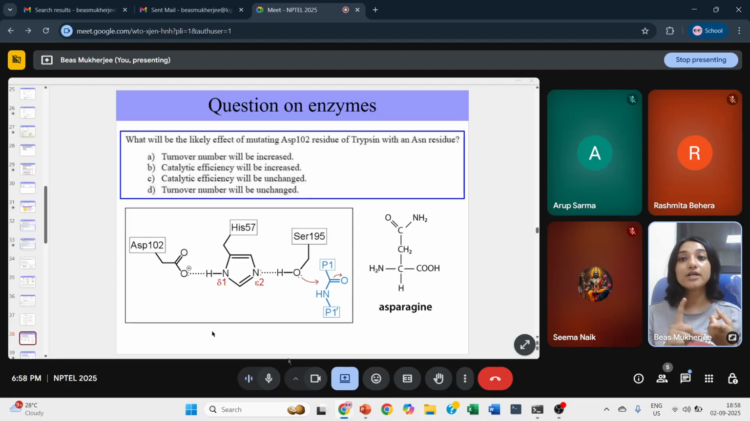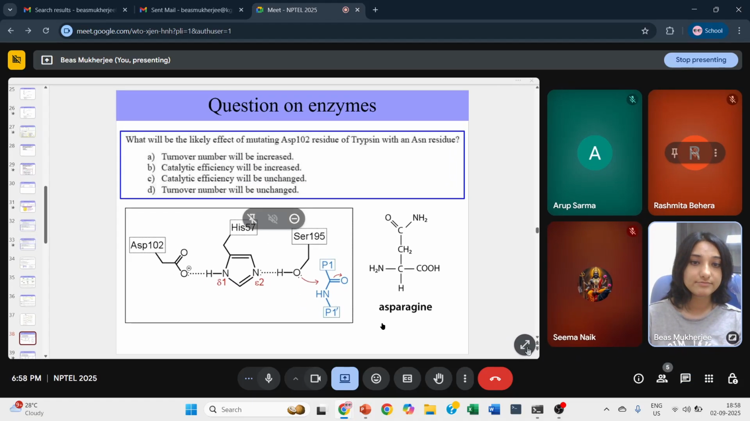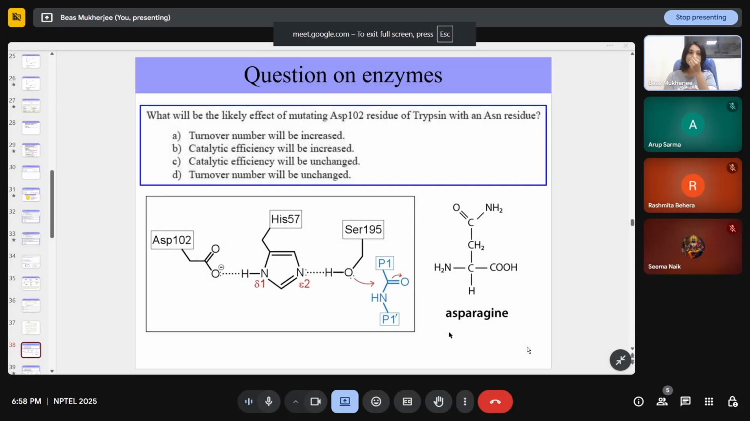Okay, so turnover number will be increased. Catalytic efficiency will be increased. Catalytic efficiency will be unchanged and turnover number will be unchanged. So these are the kind of questions for which you need to know the difference between turnover number and catalytic efficiency. Okay, so try to answer this. Okay, so you can try to answer this question.